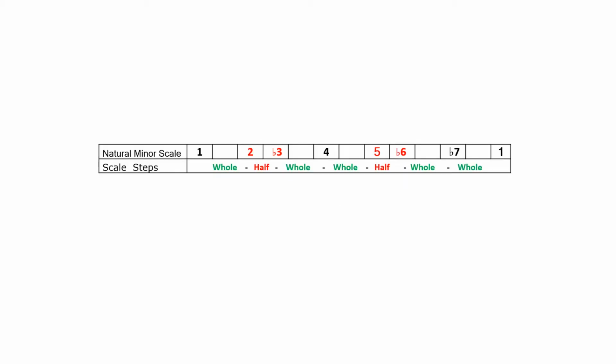In the ascending scale, there is a whole step or major second between the intervals 1 and 2, flat 3 and 4, 4 and 5, flat 6 and flat 7, and flat 7 and 1, and only one half step or a minor second between intervals 2 and flat 3, and 5 and flat 6.